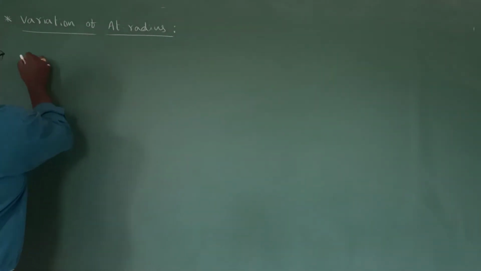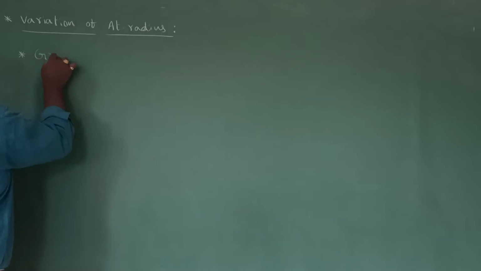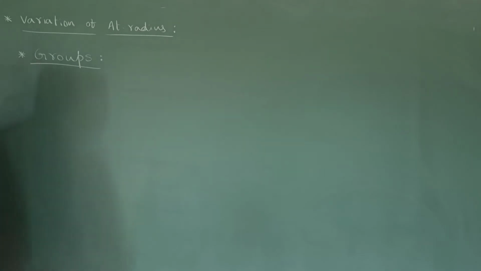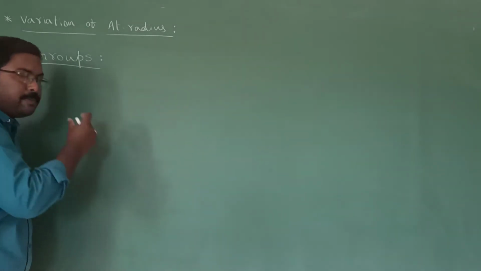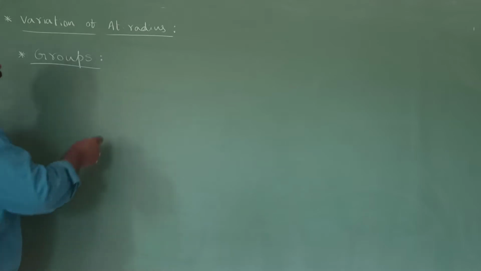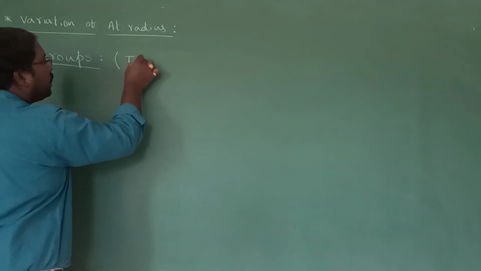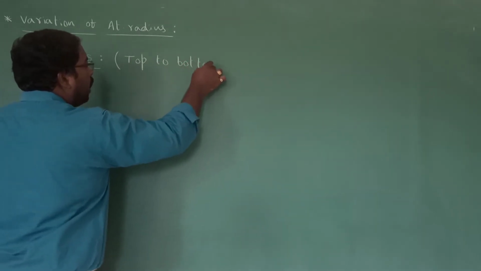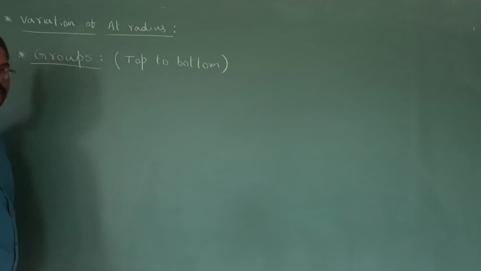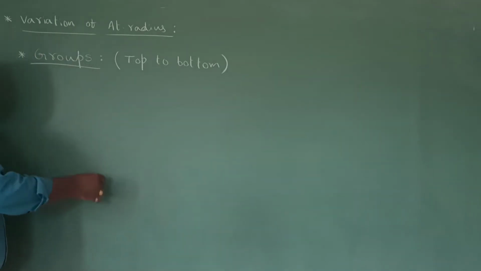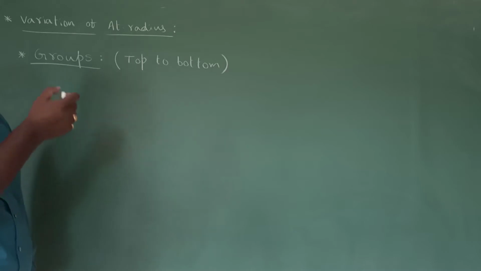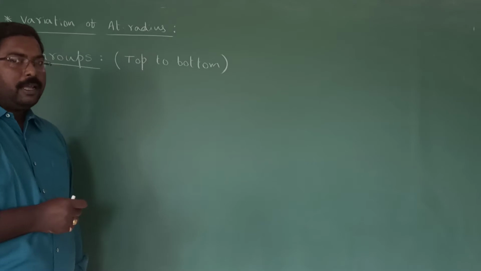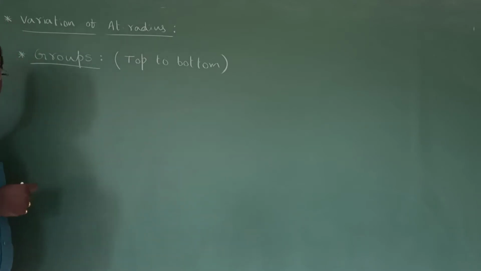Now first coming to the groups. Variation of atomic radius in the groups. In the groups means what? These vertical columns are known as groups. And I already told you in what direction we will observe the variation. In the groups we will observe the variation from top to bottom. It is very easy to say that in the groups, as you are moving from top to bottom, atomic radius increases.